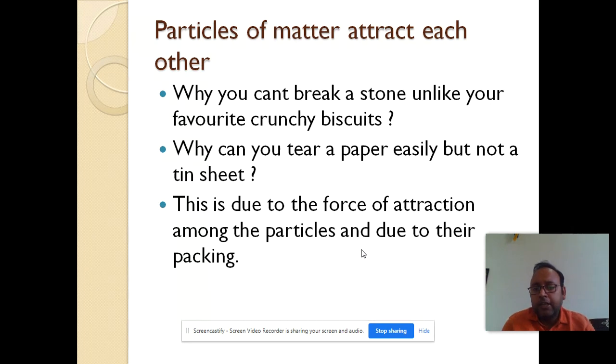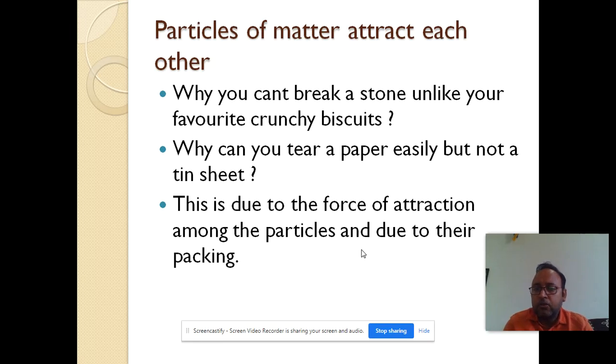Particles of matter attract each other. Yes, very important. Particles of matter attract each other. That's why we need a force. Why can't you break a stone, unlike your favorite crunchy biscuits? We can easily break the biscuits, but not stones. We can easily tear a piece of paper, but not a tin sheet. Why? All these answers lie in one term, that is force of attraction.